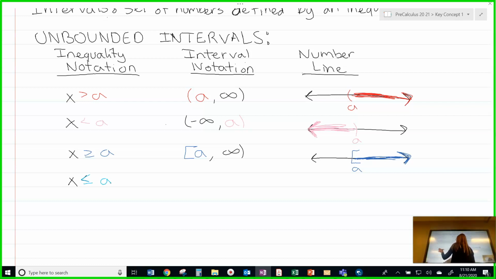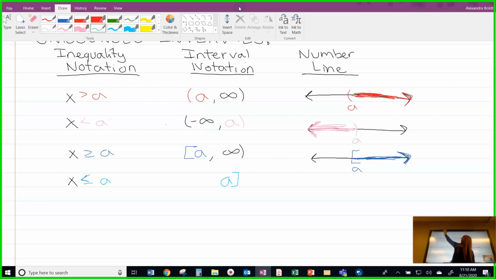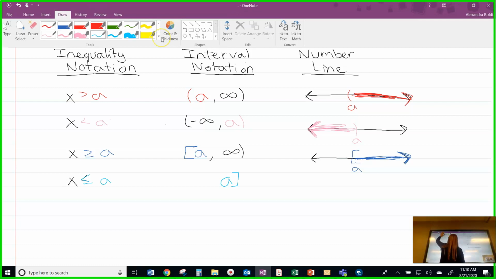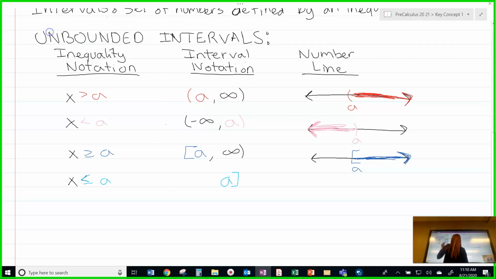So now it's the same idea as this one. It's everything less than a, except I can also be a. So my largest number is a. I put a bracket. And this side is that negative infinity. We're coming from the lowest number until a. And again, we can number line it.